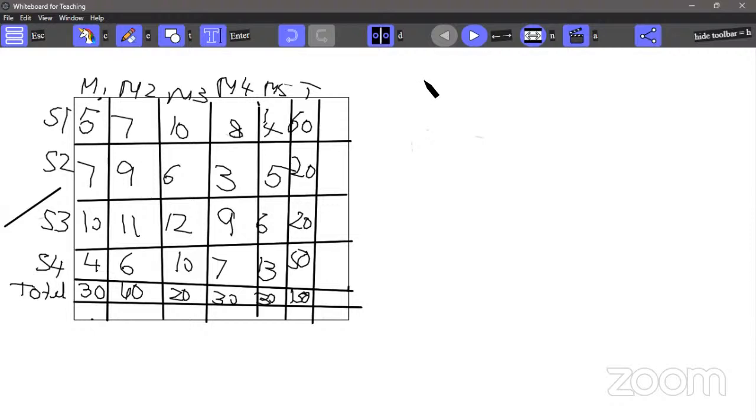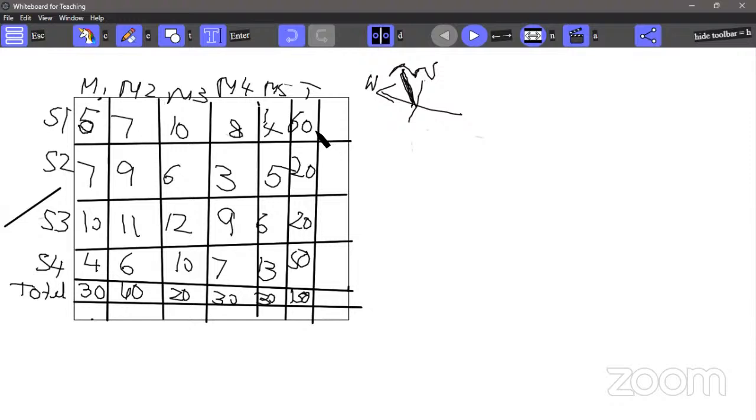If you see the directions, north is this, west is this, isn't it? So this becomes the northwest corner. So the northwest corner becomes this S1 M1 cell. Here we have to allocate some units. We have to see demand and supply simultaneously.